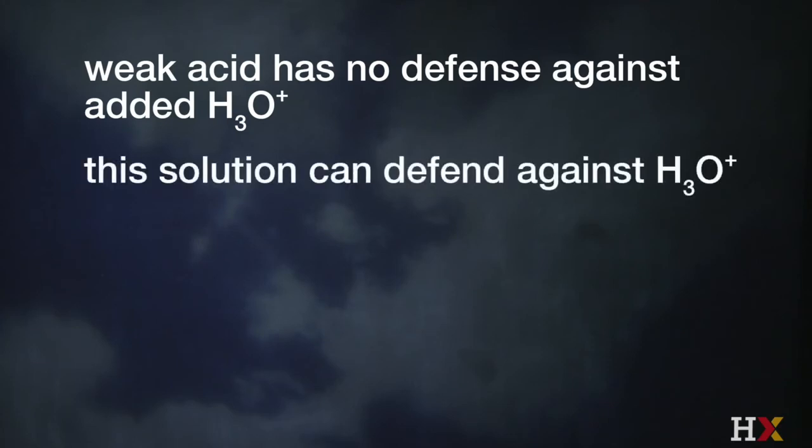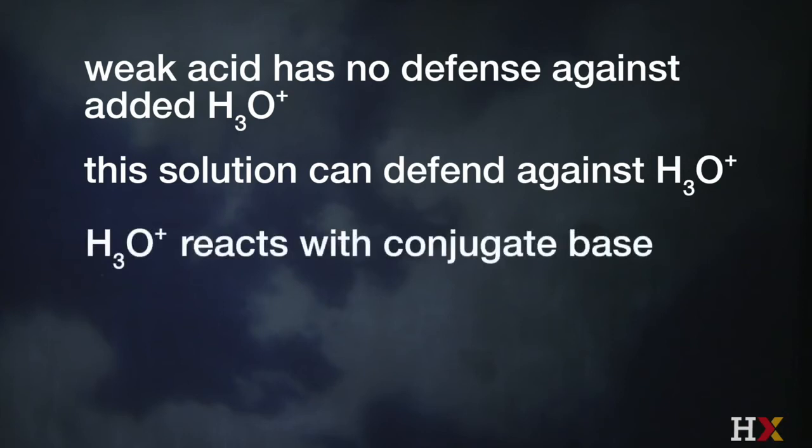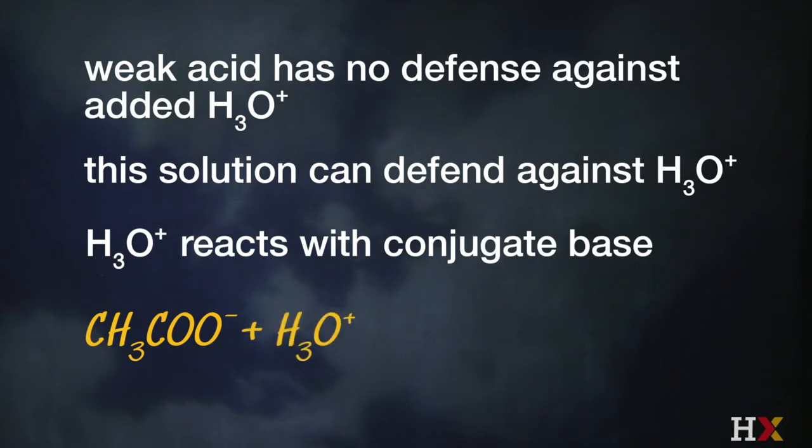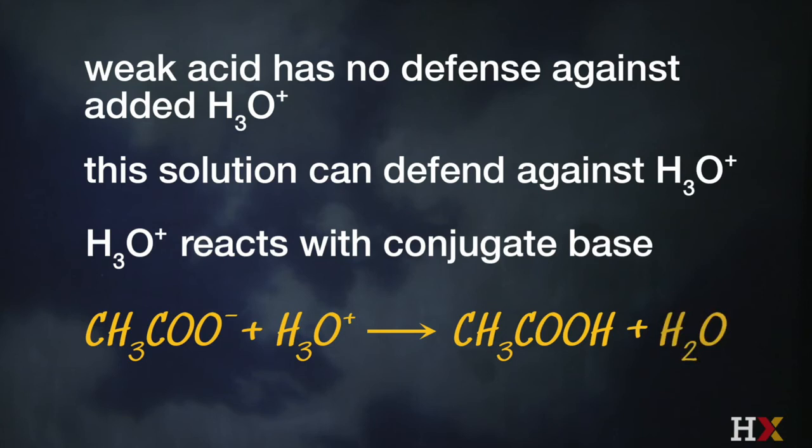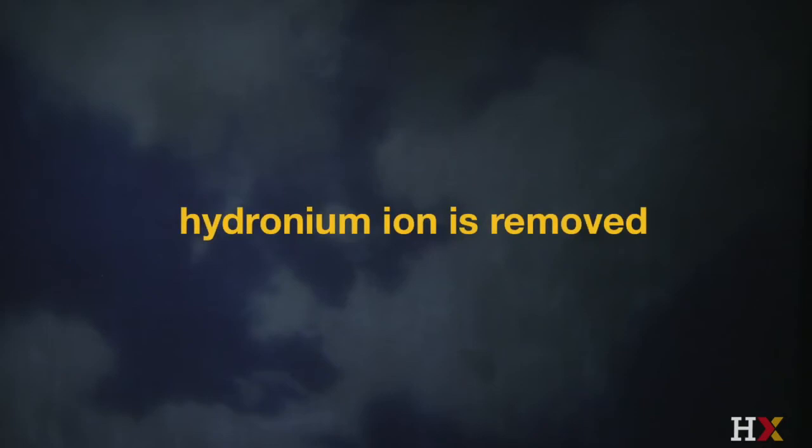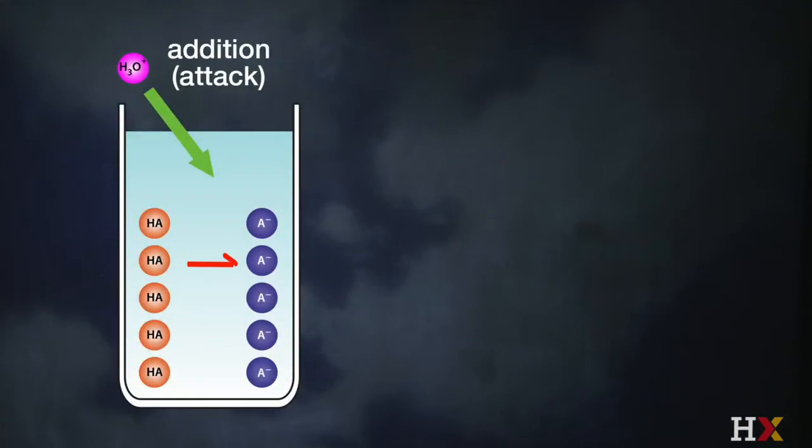Okay, so while a weak acid has no defense against added H3O+, the solution has an ability to defend itself against that H3O+, because the H3O+ reacts with the conjugate base. In other words, the conjugate base CH3COO- reacting with that added H3O+ produces the weak acid CH3COOH, and the water molecule disappears into the background, and that results in the hydronium ion being removed.